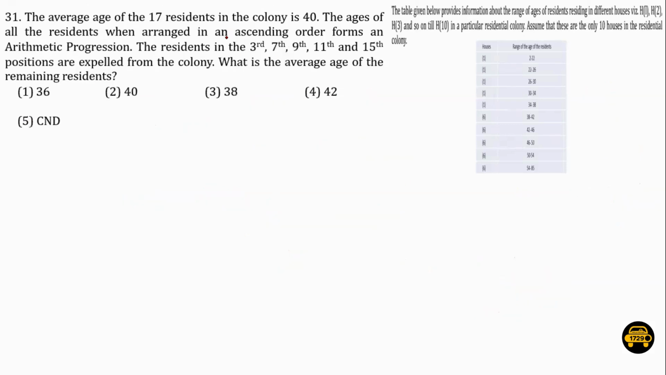Now moving on. The average age of 17 residents of the colony is 40. Okay, so 17 residents and the average is 40. The total age becomes 680. Now the ages of all the residents arranged in an ascending order form an arithmetic progression. That means the common difference between the ages of people, if they are arranged in ascending order, is the same. Now the residents in the 3rd, 7th, 9th, 11th, and 15th positions are expelled from the colony. What is the average of the remaining residents?